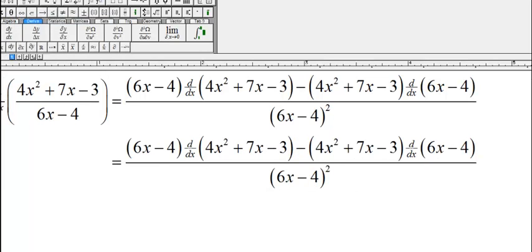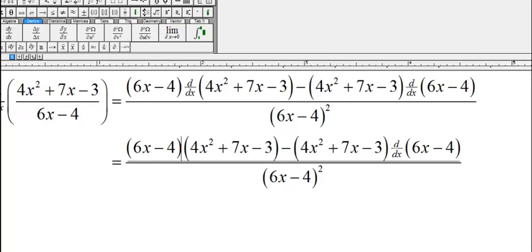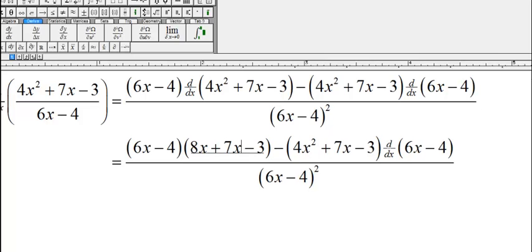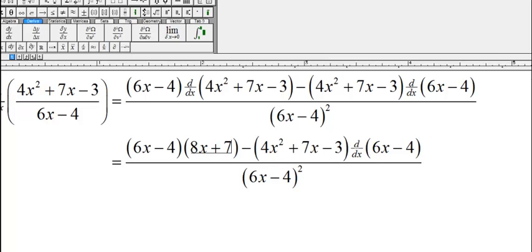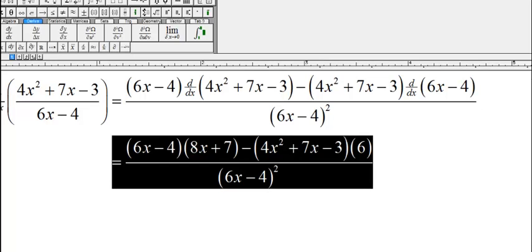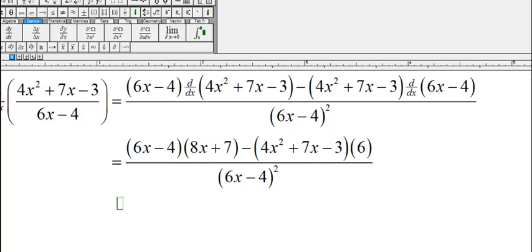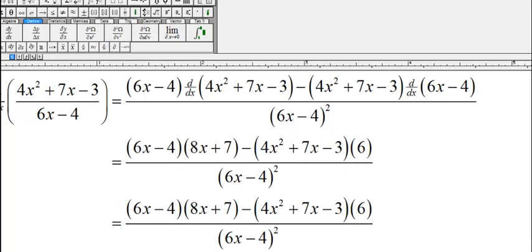Now what we do is we actually do these derivatives. So now this derivative is going to go away because I'm going to do that part. And we get 8x to the first power plus the 7, and then that part disappears. And this part, when we take the derivative, we just get 6 because that's a linear. So we have the answer now, but let's clean it up.